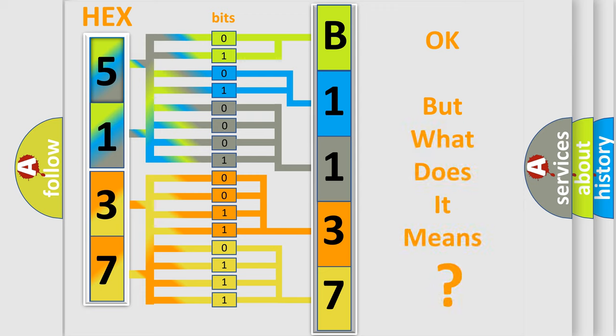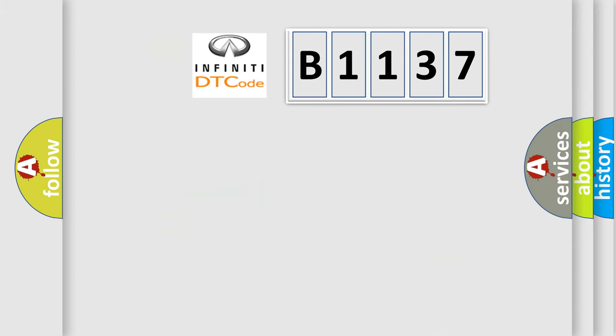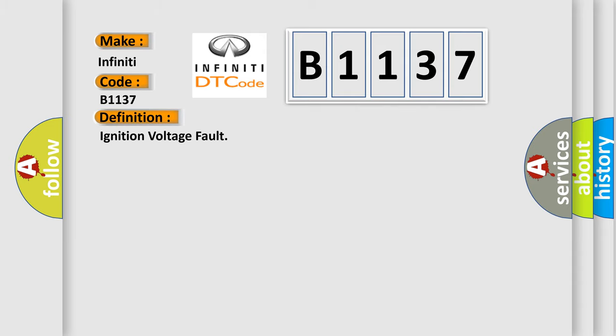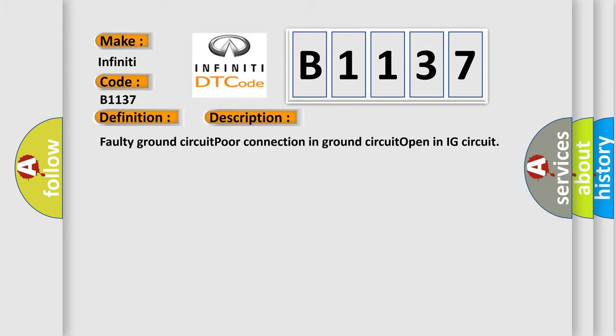The number itself does not make sense to us if we cannot assign information to what it actually expresses. So, what does the Diagnostic Trouble Code B1137 interpret specifically for Infiniti car manufacturers? The basic definition is ignition voltage fault. And now this is a short description of this DTC code: faulty ground circuit, poor connection in ground circuit, open in IG circuit.